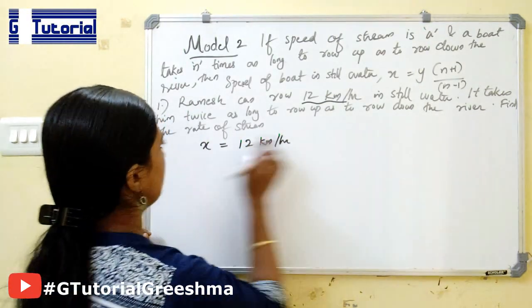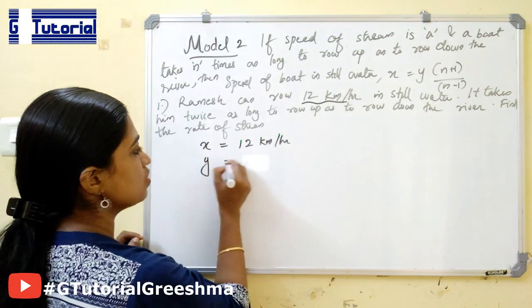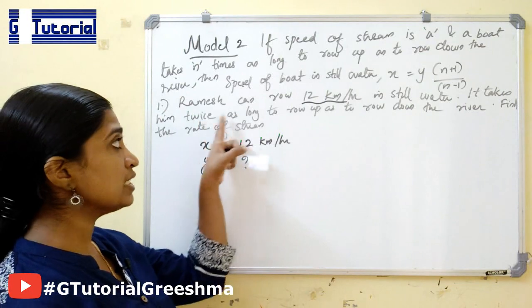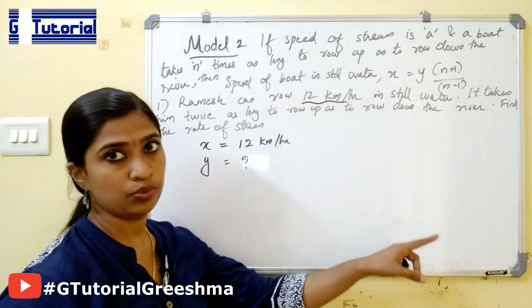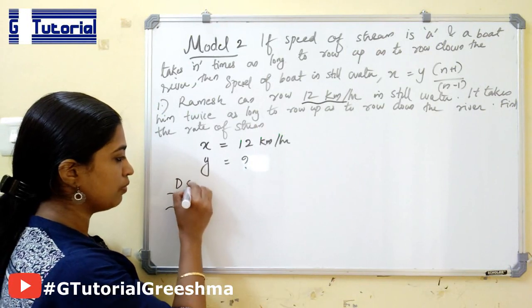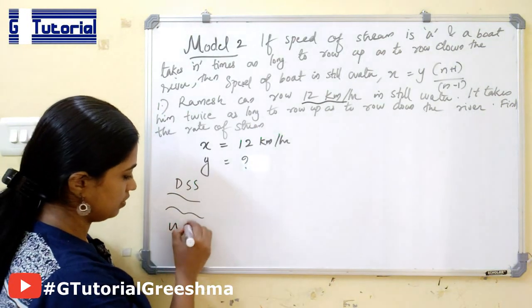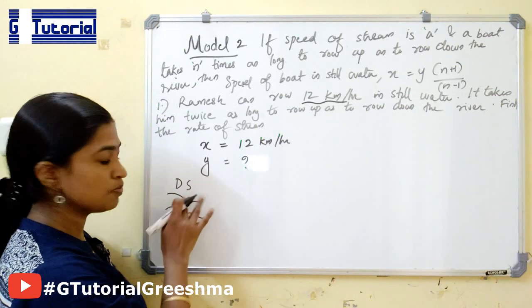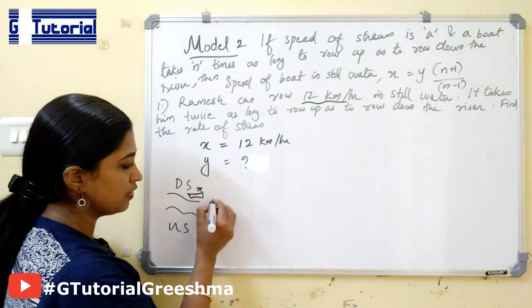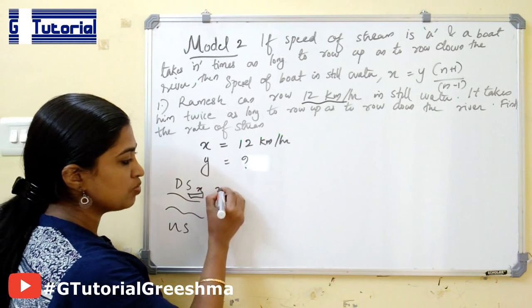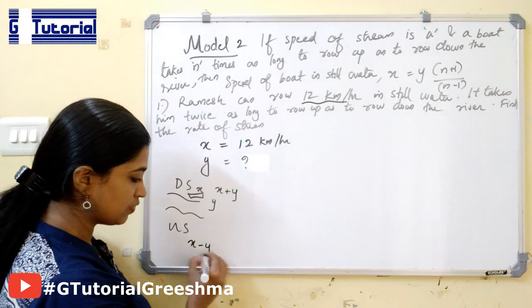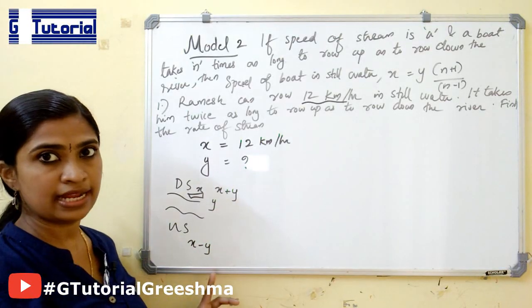And we are asked to find the rate of stream. We are asked to find what is Y. And the condition given here is it takes him twice as long to row up as to row down. There are two cases, downstream motion and upstream motion. In downstream motion, if speed of man in the boat is X and speed of stream is Y, the downstream speed is X plus Y. And the upstream speed is X minus Y.